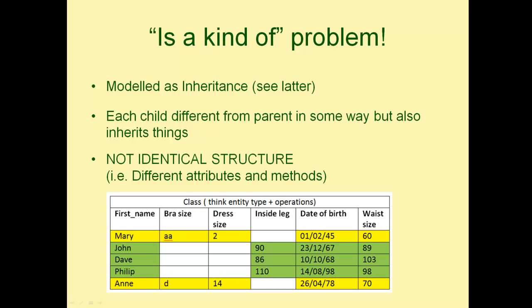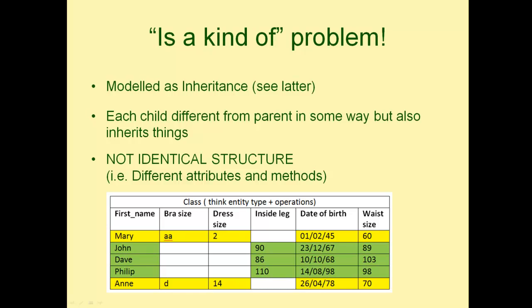Now you notice some of these are highlighted and some aren't. So for Mary and Anne, we've got bra size and dress size highlighted, date of birth and waist. Whereas for John, Dave and Philip, we only have inside leg and date of birth and waist size. So structurally they're different. If we try to put them all in one class, we have lots of gaps for the males and lots of gaps for the females.